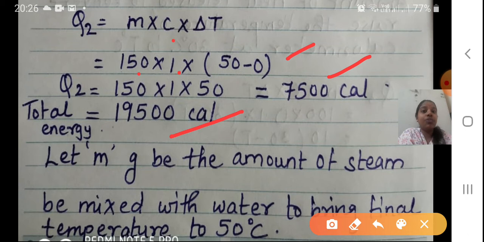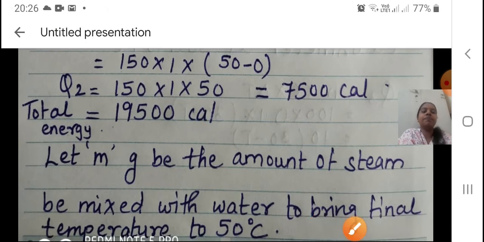Okay. Now let m gram be the amount of steam. Now I have to add steam in this. How many gram of steam should I add? M gram, to be mixed with water to bring the final temperature to 50 degrees Celsius. The final temperature we have not yet reached. We have to make it 50 degrees Celsius. So m gram of steam we will require. I have written it like that.